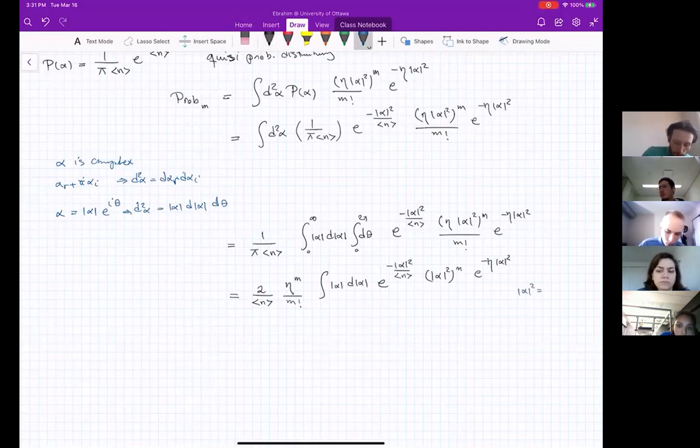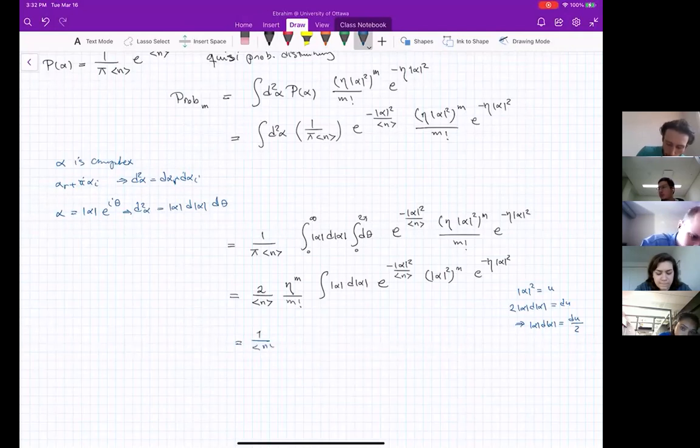Alpha squared selected to be u. Then 2 absolute value of alpha, the absolute value of alpha is equal to du. Then alpha d alpha is equal to du divided by 2. So essentially, let's do the change of variable. The 2 goes away with the 2 that we have as a coefficient.